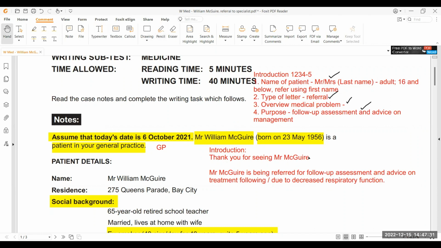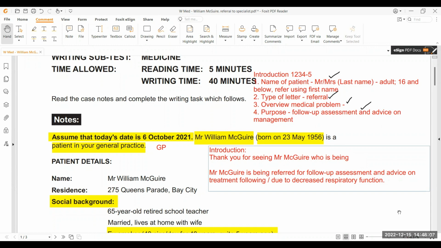Yes, I think I'll start with the request. So I'll start with "Thank you for seeing Mr. McGuire, who is being referred," and the rest of the sentence as said by Dr. Tatiana. Okay, so what you're planning is "Thank you for seeing Mr. McGuire, who is being referred." But that might be redundant and repetitive, because the phrase "thank you for seeing" is already your phrase for the type of letter, a referral.